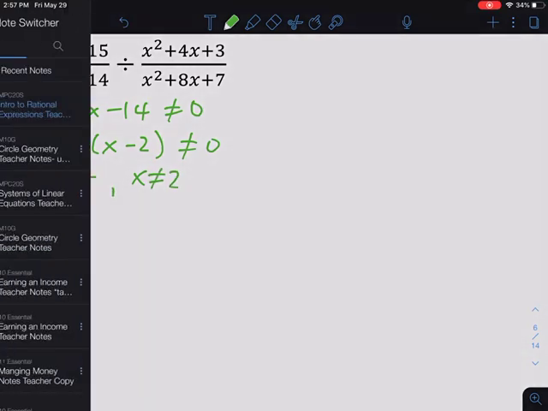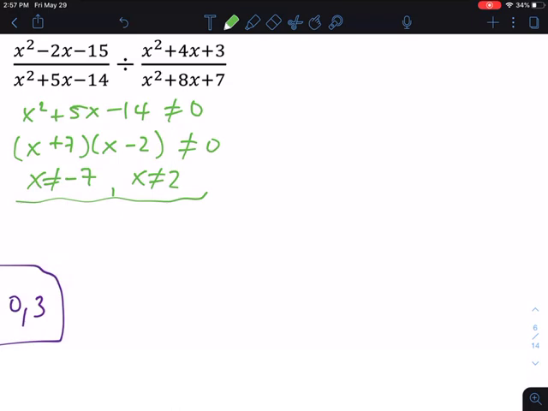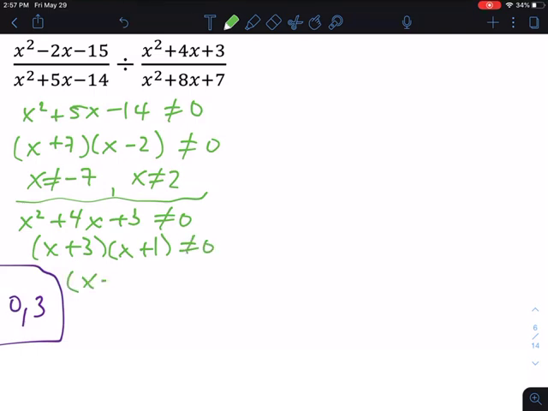And then I'm going to go to the next one. Okay, so the next possible denominator is x squared plus 4x plus 3, which means that x plus 3 times x plus 1 cannot equal 0. And that means x cannot be, oh, I don't need that bracket. There we go. X cannot be -3, and x cannot be -1.